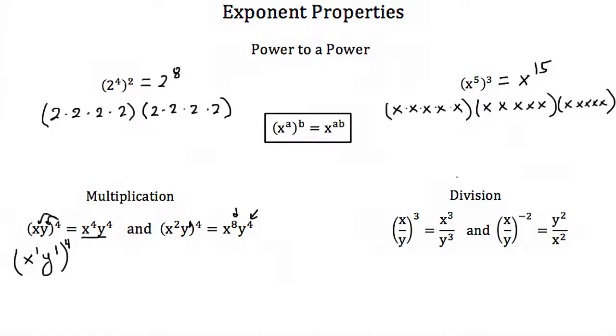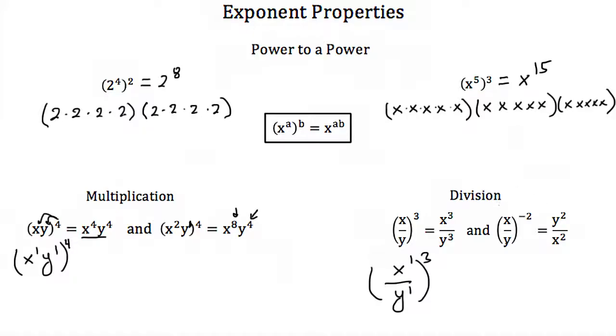Same thing happens with division. If I have x over y to the 3rd, that's the same as x cubed over y cubed. And remember, this is x to the 1 over y to the 1, cubed. So the 3 goes to the x, and then the 3 goes to the y.